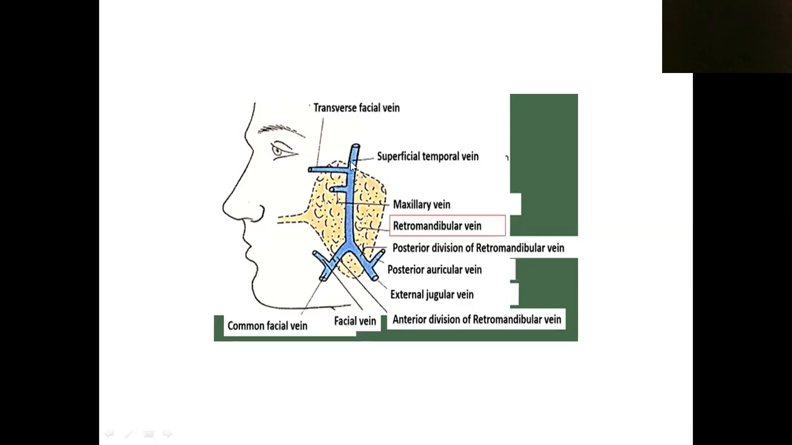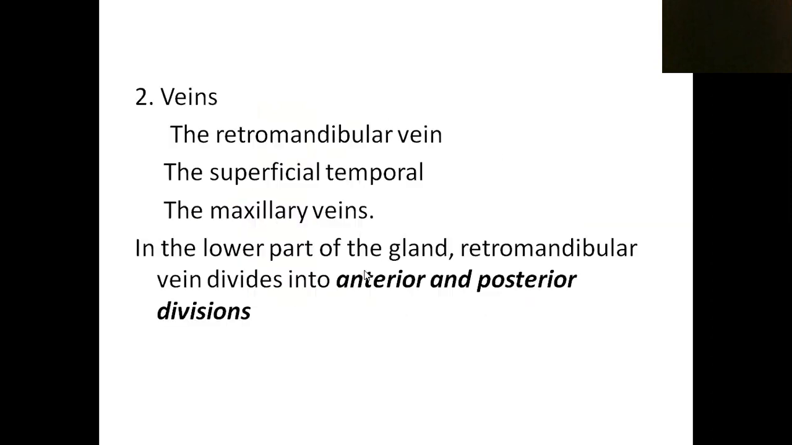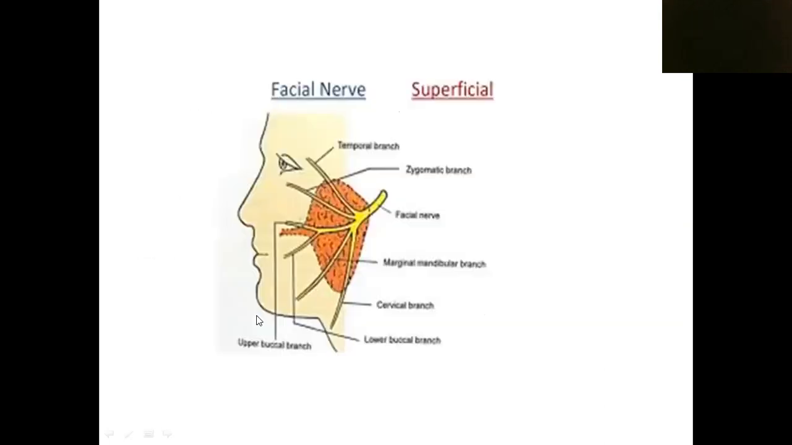So what are they? Superficial temporal vein, then maxillary vein. These two veins join together to form the retromandibular vein. It has an anterior division and a posterior division. So the retromandibular vein is there. How is it formed? It is formed by the union of two veins. One is the superficial temporal vein and the other one is the maxillary vein. Then this retromandibular vein later divides into anterior and posterior divisions. So these veins are also seen inside this parotid gland.